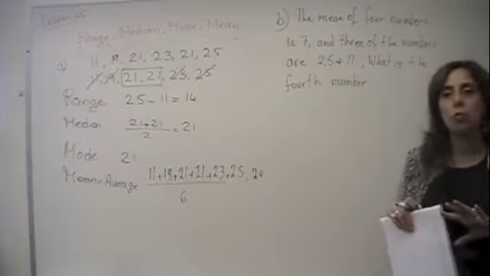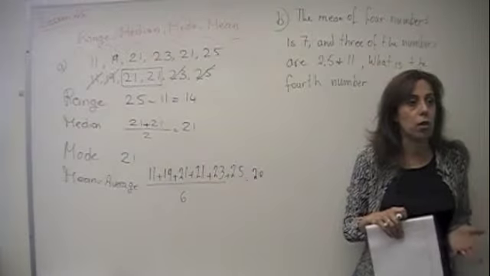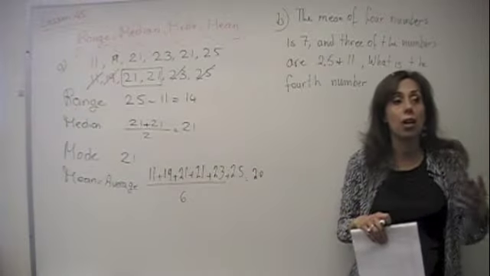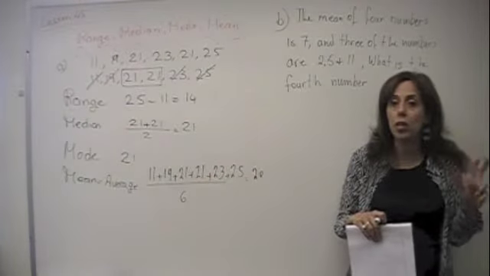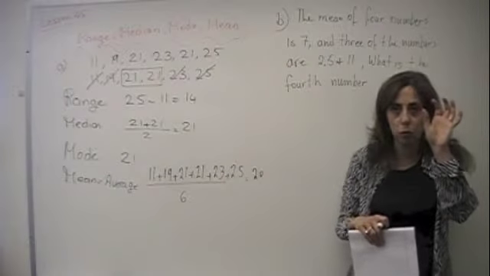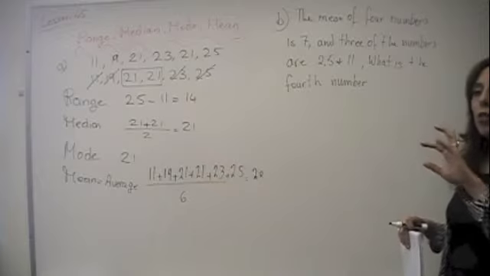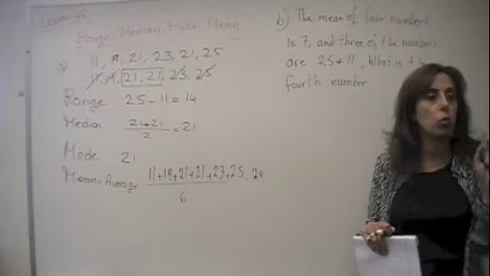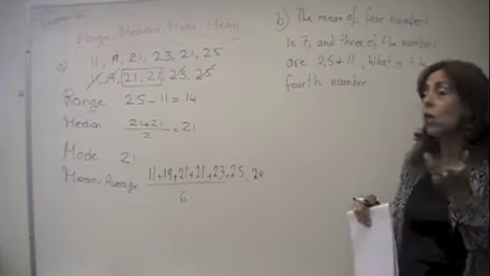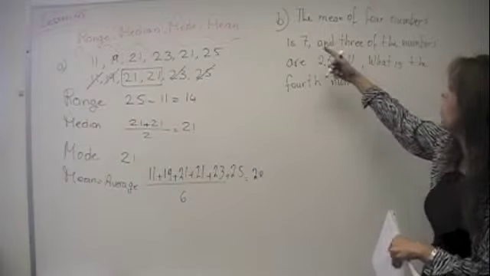Usually we give you the numbers and we ask you for the mean, which is their average. This time we're giving you the average. We're giving you the first 3 numbers and we're asking you for the fourth number. So we're going to use all the information we have, and what you're going to end up with is just one equation with one unknown, which is your fourth number. So the mean of the 4 numbers is 7.